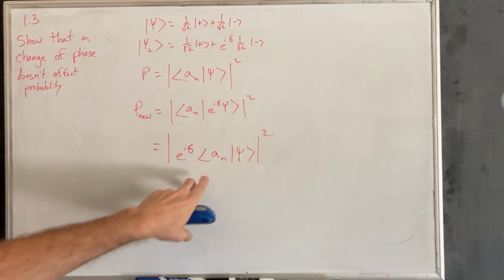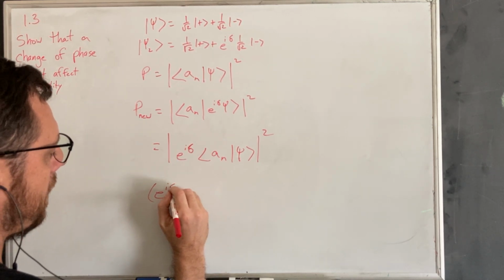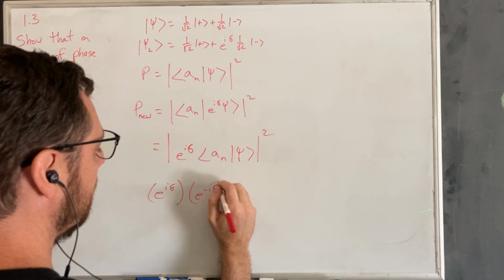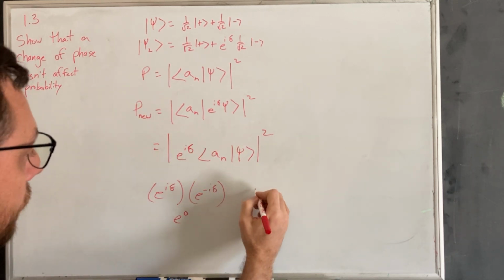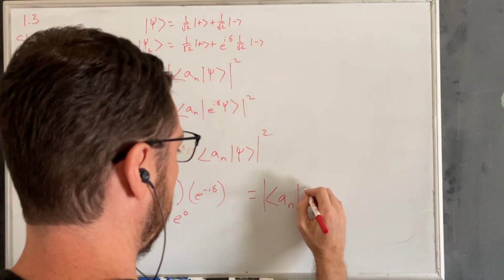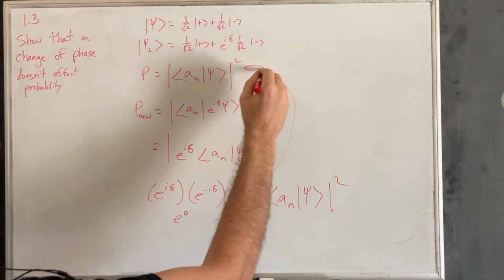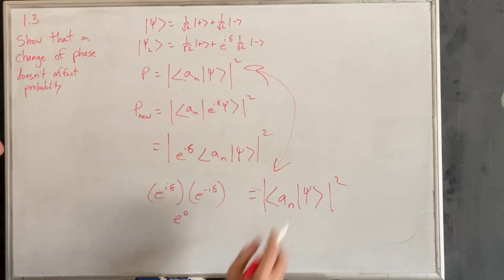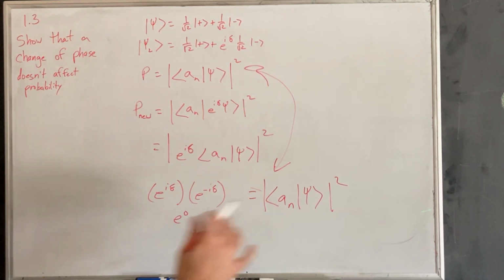Okay, and then you can just square this, and again, same thing. So e to the i delta times e to the negative i delta is going to cancel out. That's going to be e to the 0. So that cancels out. So this is equal to a_n inner product with our state squared, which is the same thing we had here. And because these two things are the same, then that is proof overall that adding the phase isn't going to affect the probability.